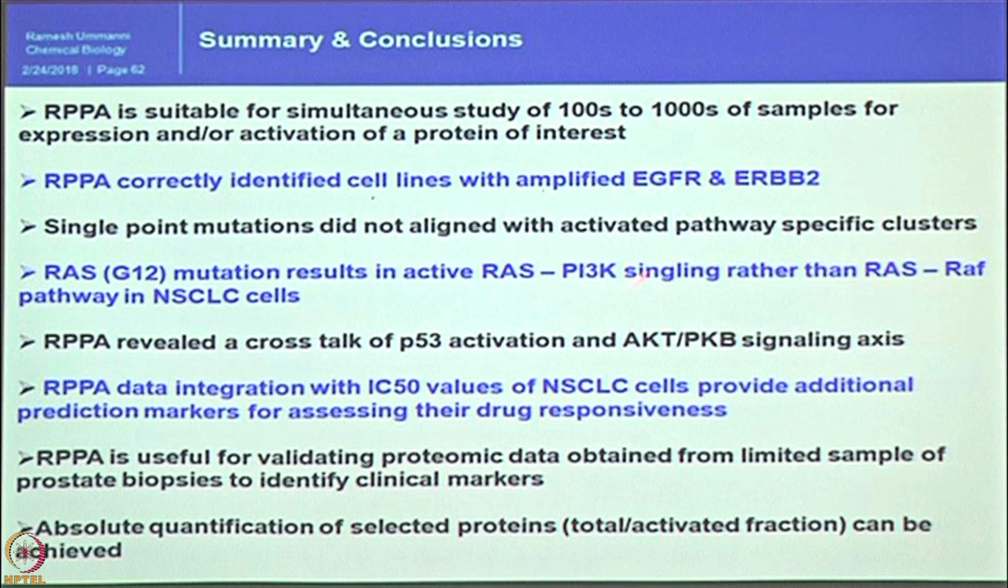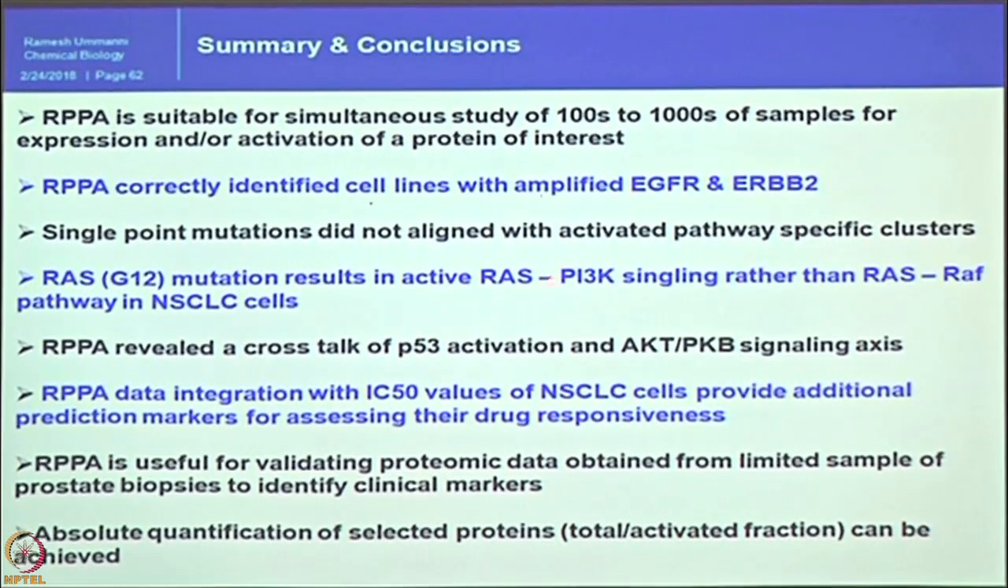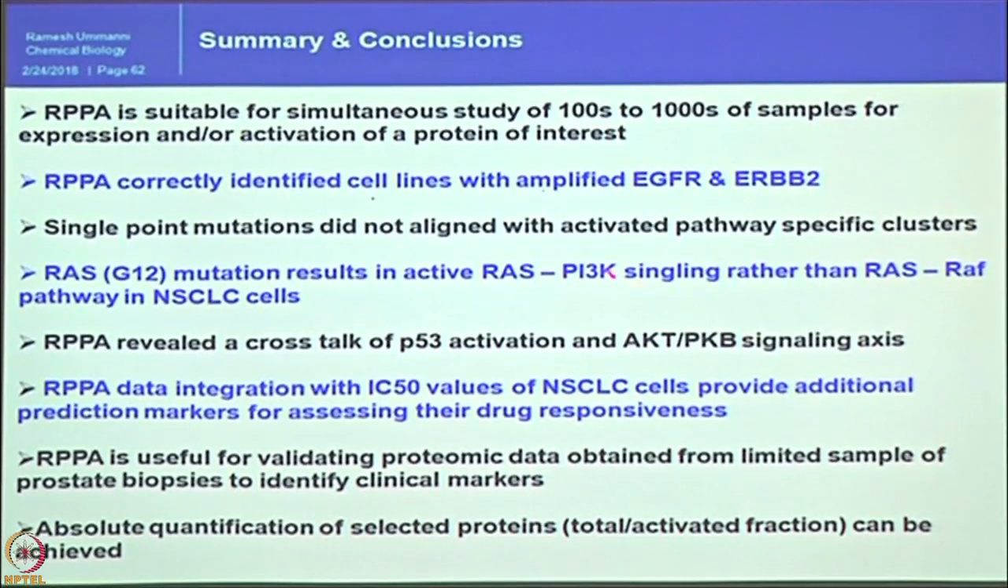It is suitable for simultaneous study of hundreds to thousands of samples for expression and activation of a protein of interest. It correctly identified the cell lines with EGFR. Single point mutations did not align with activated pathways, but a closer look at mutations on G12 and G13 showed RAS-PI3K signaling rather than RAS-RAF pathways. The RPPA revealed a crosstalk between P53 activation and AKT, which was not known earlier. The RPPA data integration with IC50 values has provided additional markers.